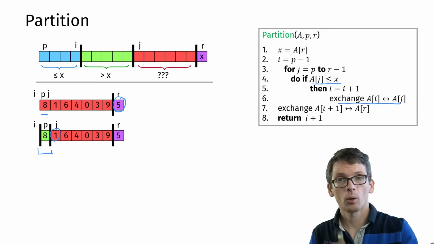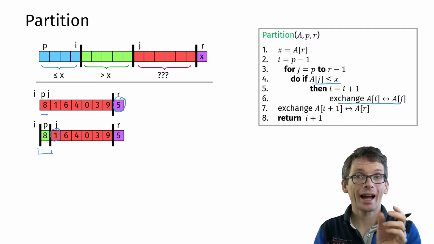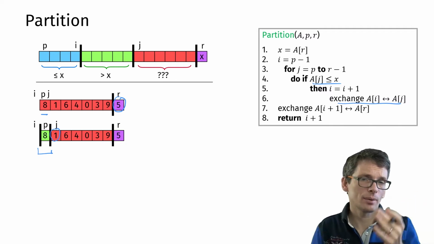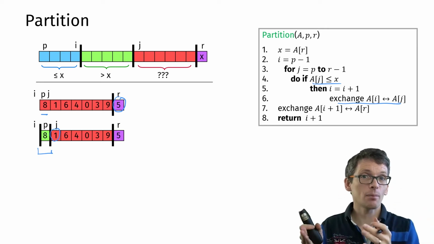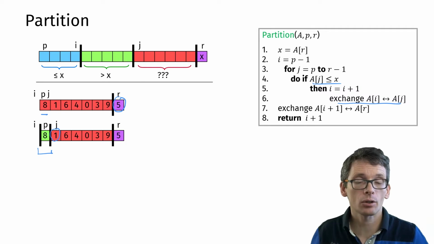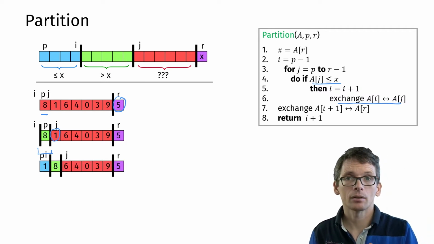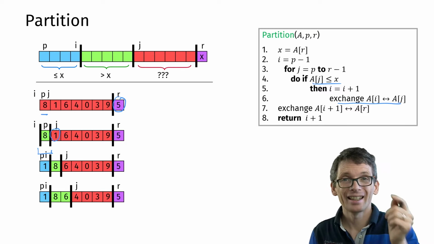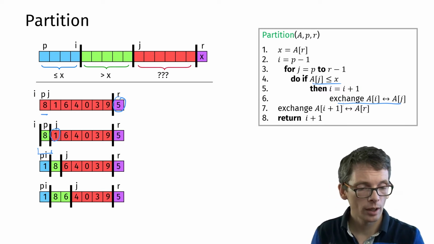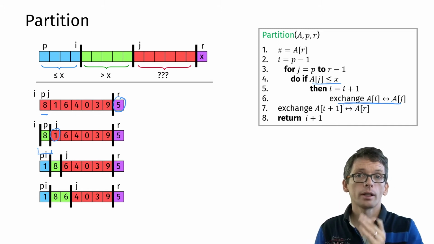I swap 1 and 8, and I move both i and j. I mean, j I always move, it's a loop over j. j always moves. The question is, does i move or not? And i moves if I find something that has to go into the blue area, and that is the case here. So 6 is larger than 5, so I do nothing except that j increases. 4 is smaller than 5, so what do I do? I exchange 4 and 8, and also increase i by 1.